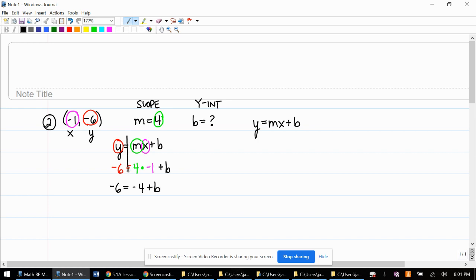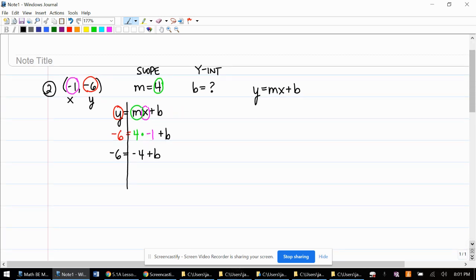And I'm going to be solving. So you might even choose to draw on your boundary line and ask yourself, what are you going to do to both sides to get b alone? And I'm going to add 4 to both sides. And -6 plus 4 is -2 equals b, or b equals -2. I'm picking the opposite of this number to add to both sides.